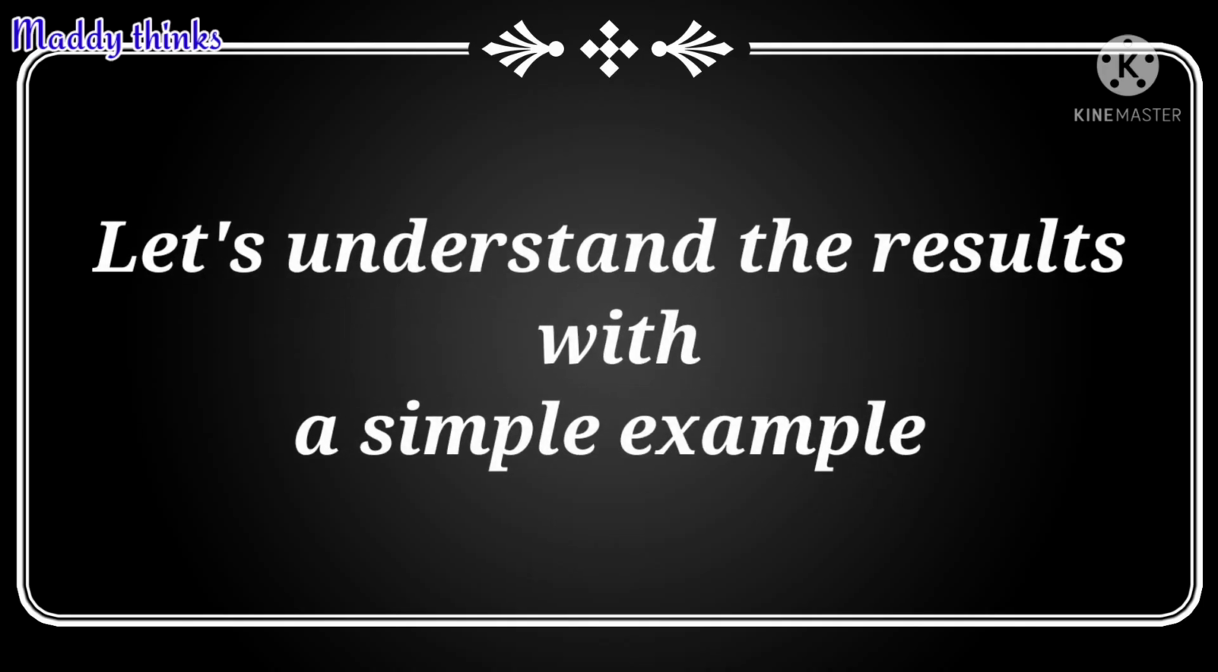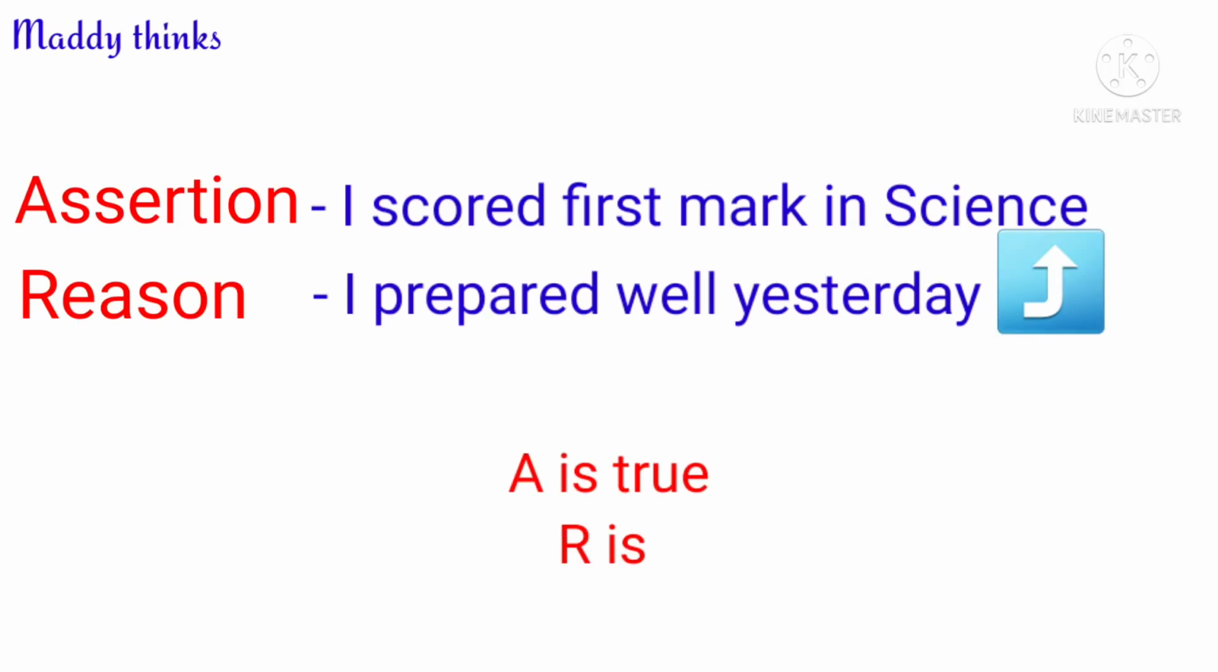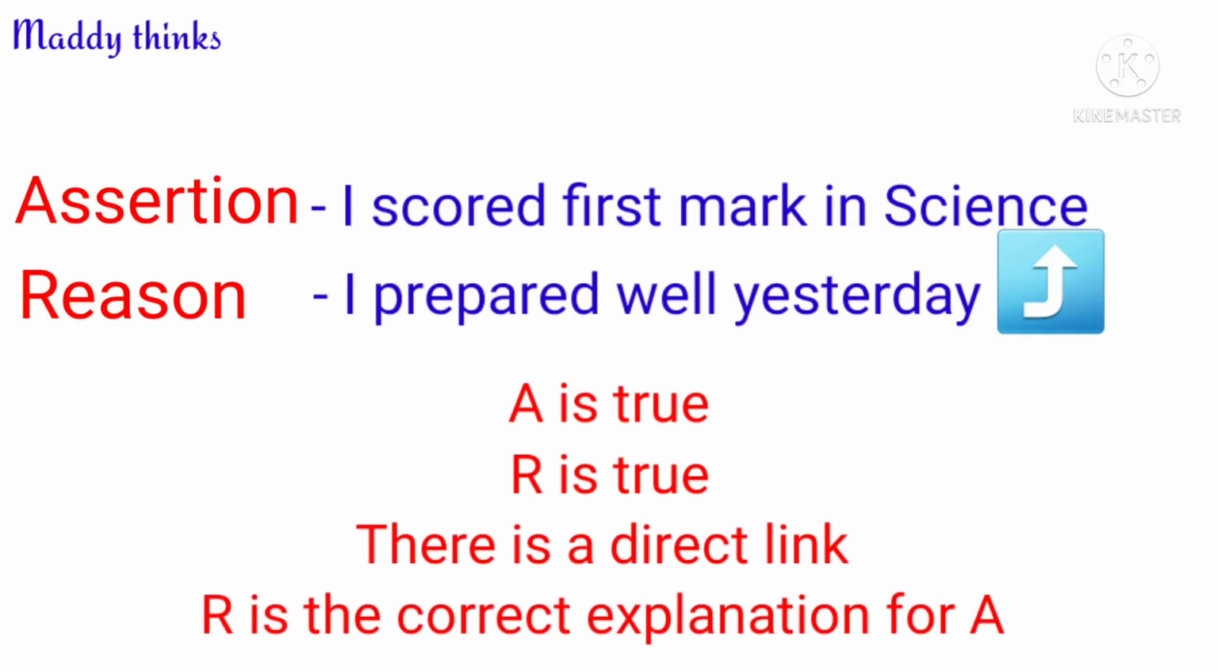Now let's understand the results with a simple example. In this example, the assertion is I scored first mark in science. The reason is I prepared well yesterday. If you look at this assertion and reason statements, the assertion is a true statement and the reason is also a true statement. There is a direct link between the assertion and the reason. As I prepared well yesterday, I scored first mark in science. So A is true, reason is also true, and there is a direct link, and R is the correct explanation for A.